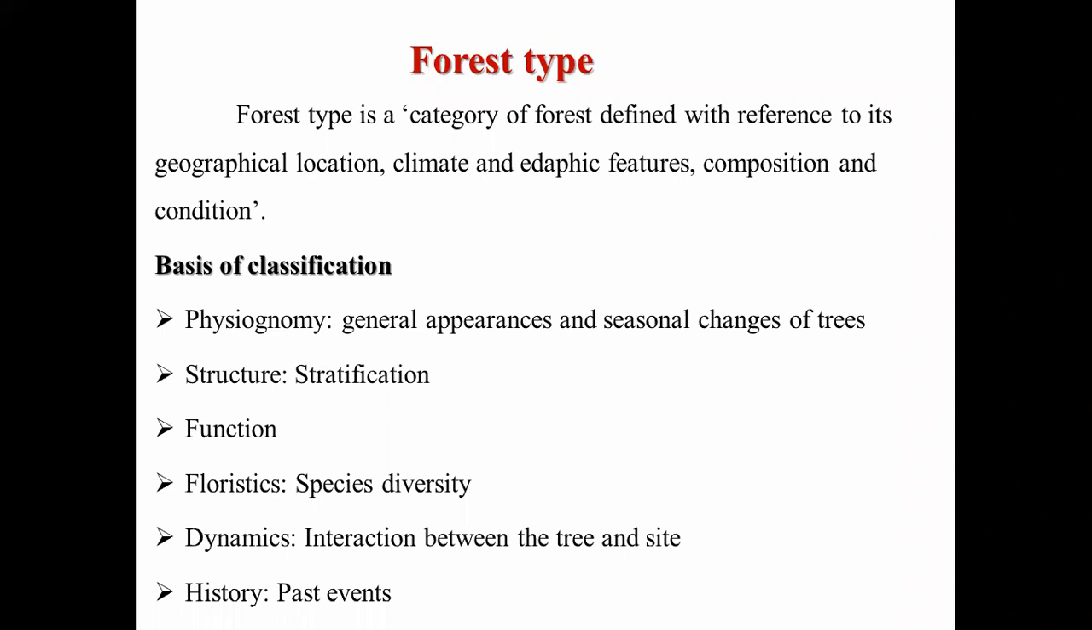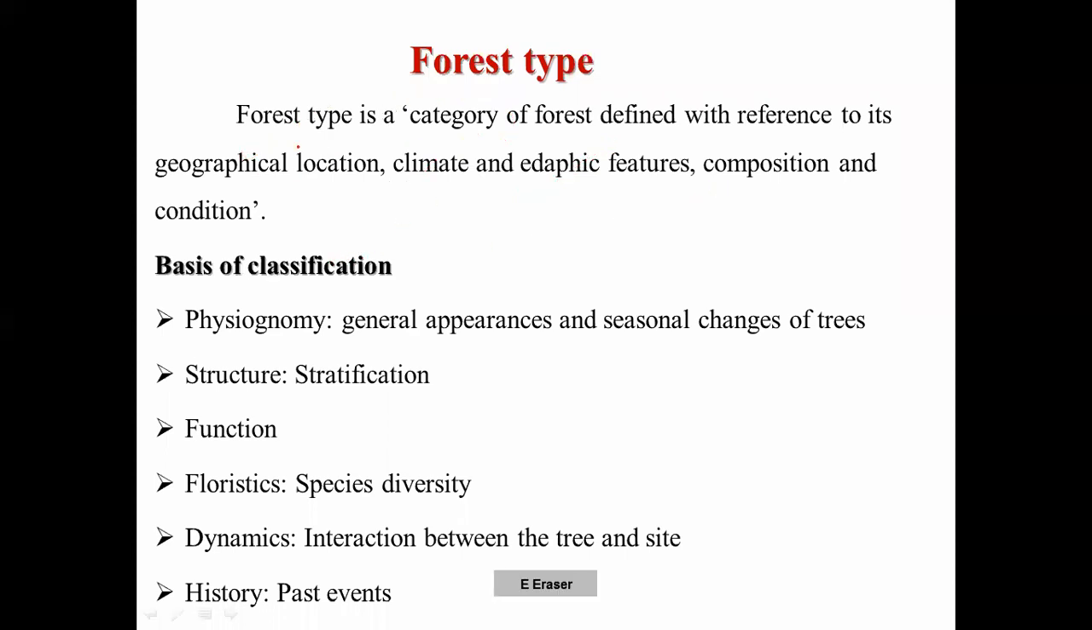Okay. So in forest types, what is the simple meaning of forest types? It's a category of forest. So we are going to make a categorization with reference to geographical location, climatic condition, edaphic condition, as well as the species composition and the condition of the forest.